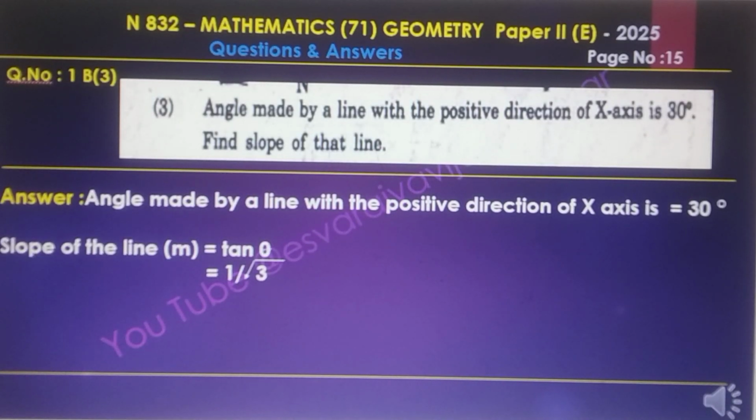And question number 1b3. The angle made by the line with the positive direction of the x-axis is 30 degrees. Find the slope of that line. The slope m of the line is tan theta. We are getting tan theta equal to tan 30 degrees, equal to 1 upon root 3.